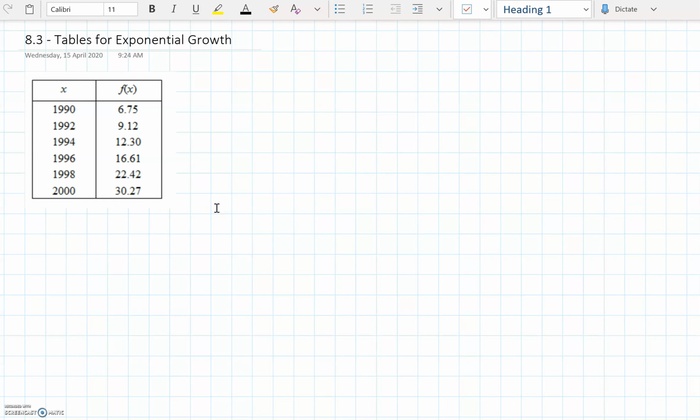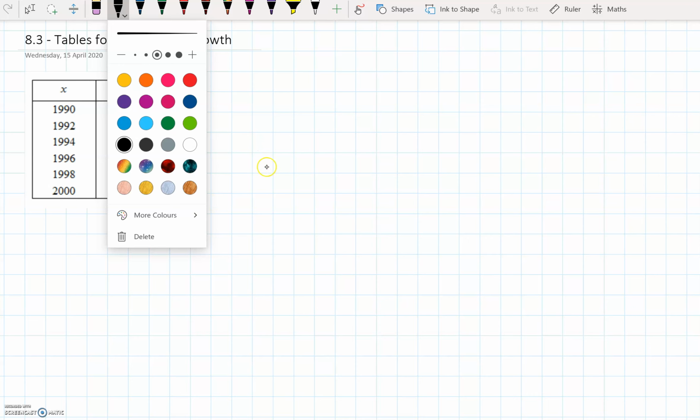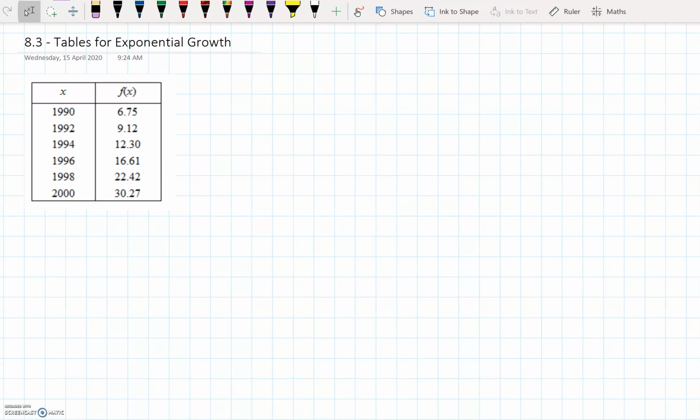Okay, so I've put a set of data here in the document so you can have a look at it. We have a set of years, and every 2 years they've taken that sample again and worked out what the result is. From 1990 to 1992 is 2 years, from 92 to 94 is 2 years, from 94 to 96 is 2 years, from 96 to 98 is 2 years, and 98 to 2000 is 2 years. So we have a constant change in time, and we want to look at what the change is in the result.